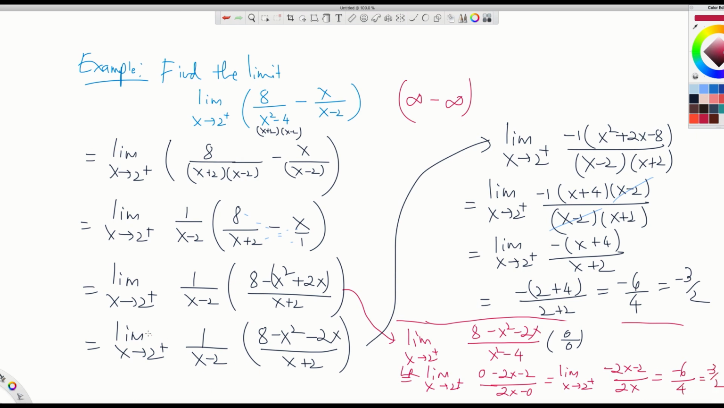So basically, instead of doing all these other steps, you could use L'Hopital's rule after you get the f(x) over g(x) form, right? Because here you had a minus in the middle, so there are two different terms. But after you get a single term or f over g form, a rational function, then you will be able to use L'Hopital's rule if it takes the indeterminate form.